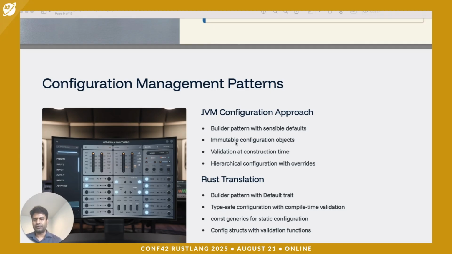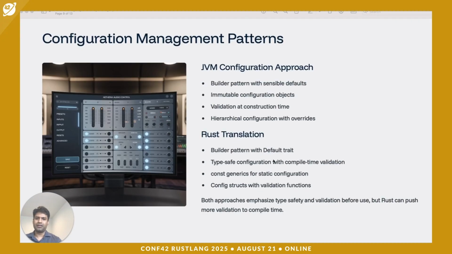So if you see this, we have used the builder pattern for sensible defaults for the JVM configurations. For the Rust translation, again, we have used the builder pattern with the Default trait. It falls back to the Default trait if it doesn't find any implementation in the builder pattern.